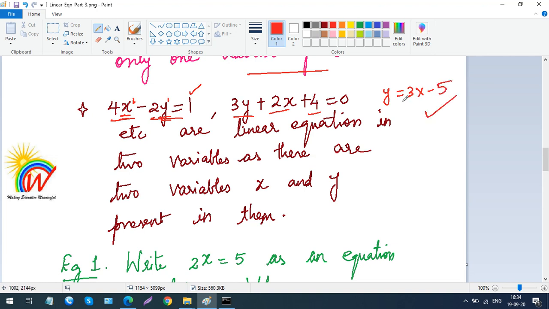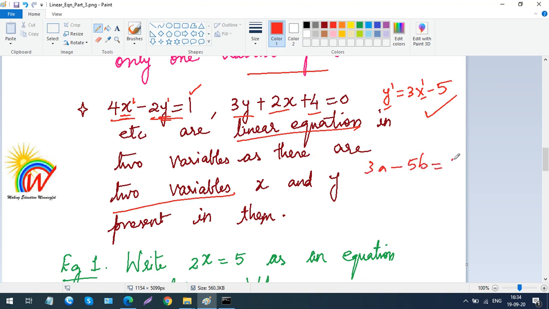So how do you decide? The equation could be given in any format. The main thing you have to look at is the degree, what is the power of x and y, and how many variables, different alphabets, are present. x and y are there, so it's two variables, and the degree is 1, so it's a linear equation in two variables. Understood?